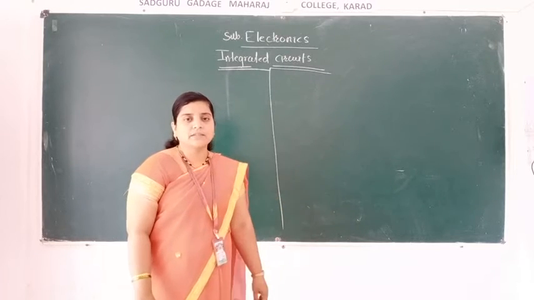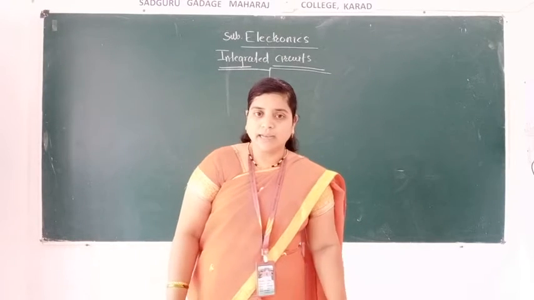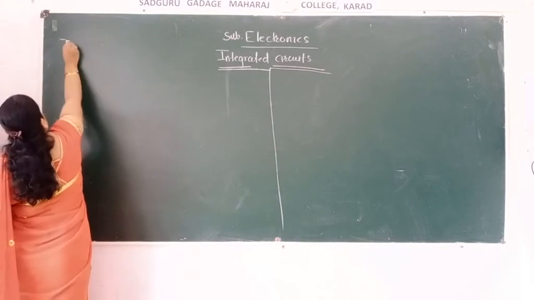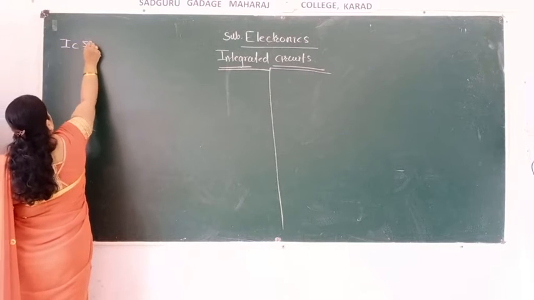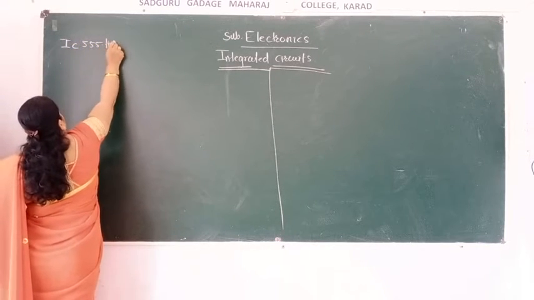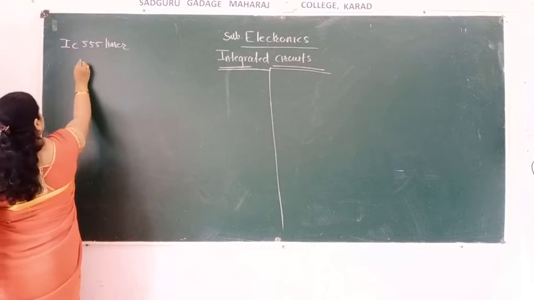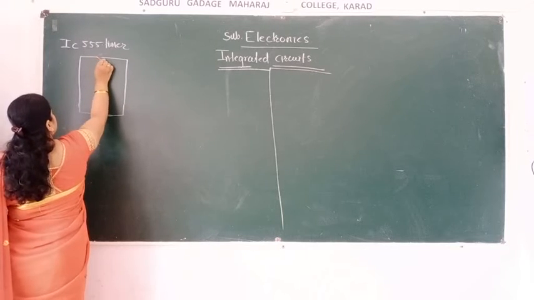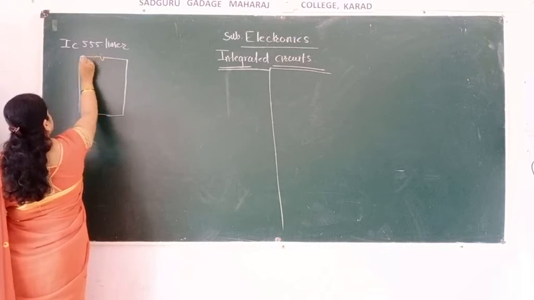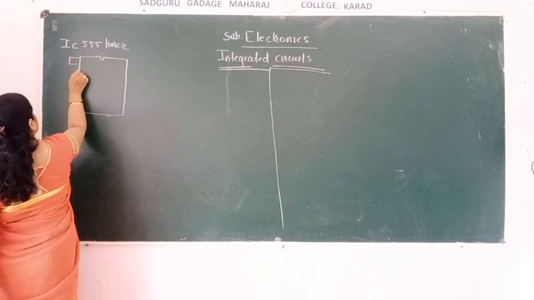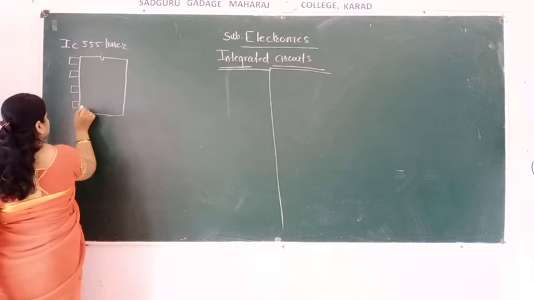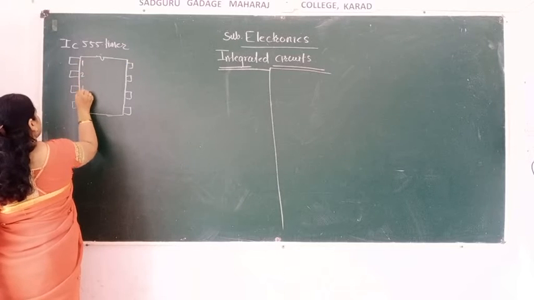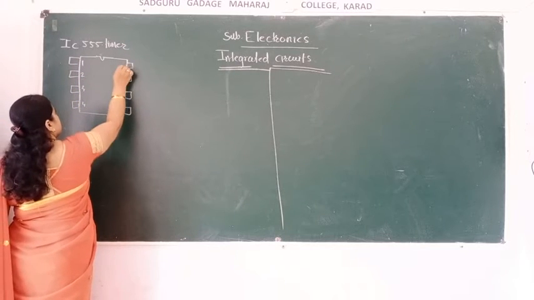So in the previous lecture we have seen the block diagram and IC diagram of 555 timer. What is it? IC 555 timer. Okay, so how many pins does this IC have? It is an 8 pin IC. 1, 2, 3, 4, 5, 6, 7, 8.